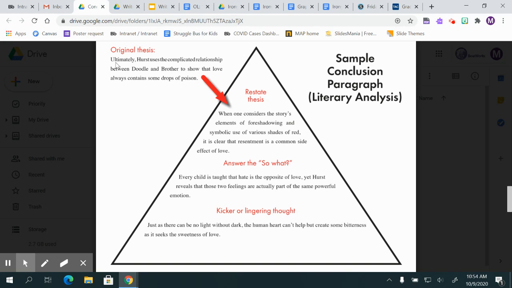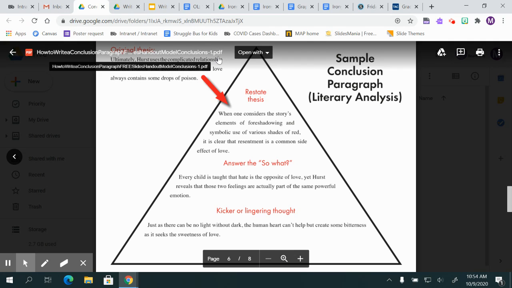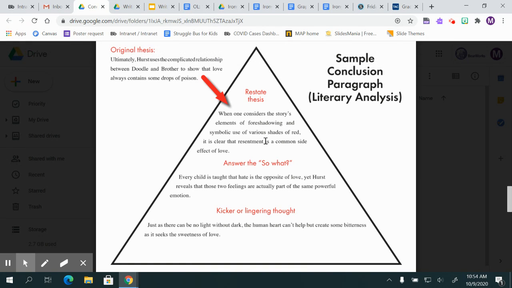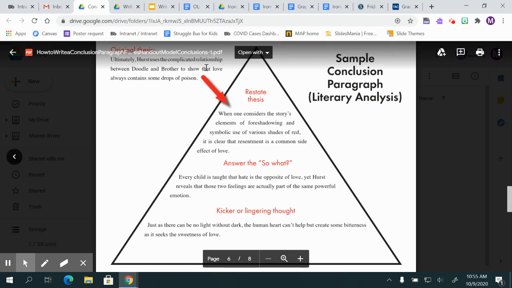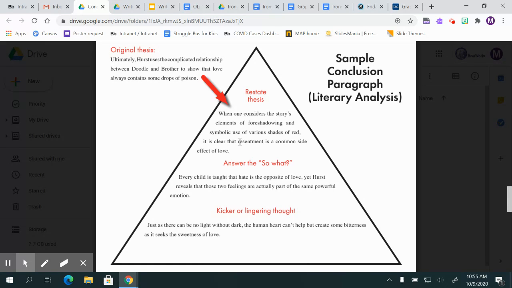Okay. So we know that there's this complicated relationship. And what do they say? They say resentment. Okay. Which is, again, a complicated relationship. And then we have the idea that love always contains some drop of poison. Well, what is that poison that we have? We know that it's, again, this resentment and effect of love. And how is that developed? Through the complicated relationship using foreshadowing and symbolism.